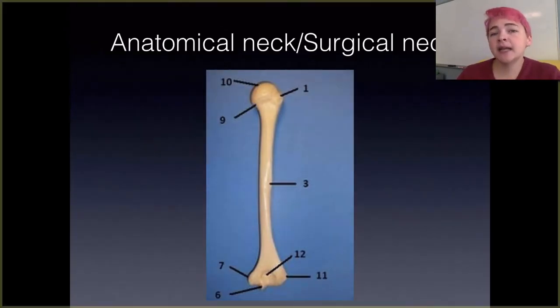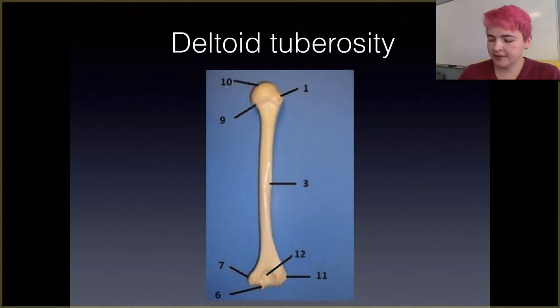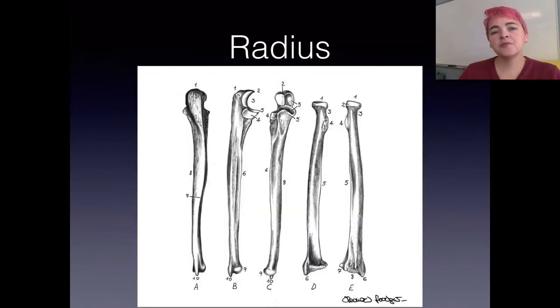The anatomical neck is the true neck. The neck is where the head meets the bone. That would be here. The surgical neck is where it's often broken and needs surgery to fix, which would be here. The deltoid tuberosity is where the deltoid muscle, the shoulder muscle, attaches on the humerus, which would be this bump here.